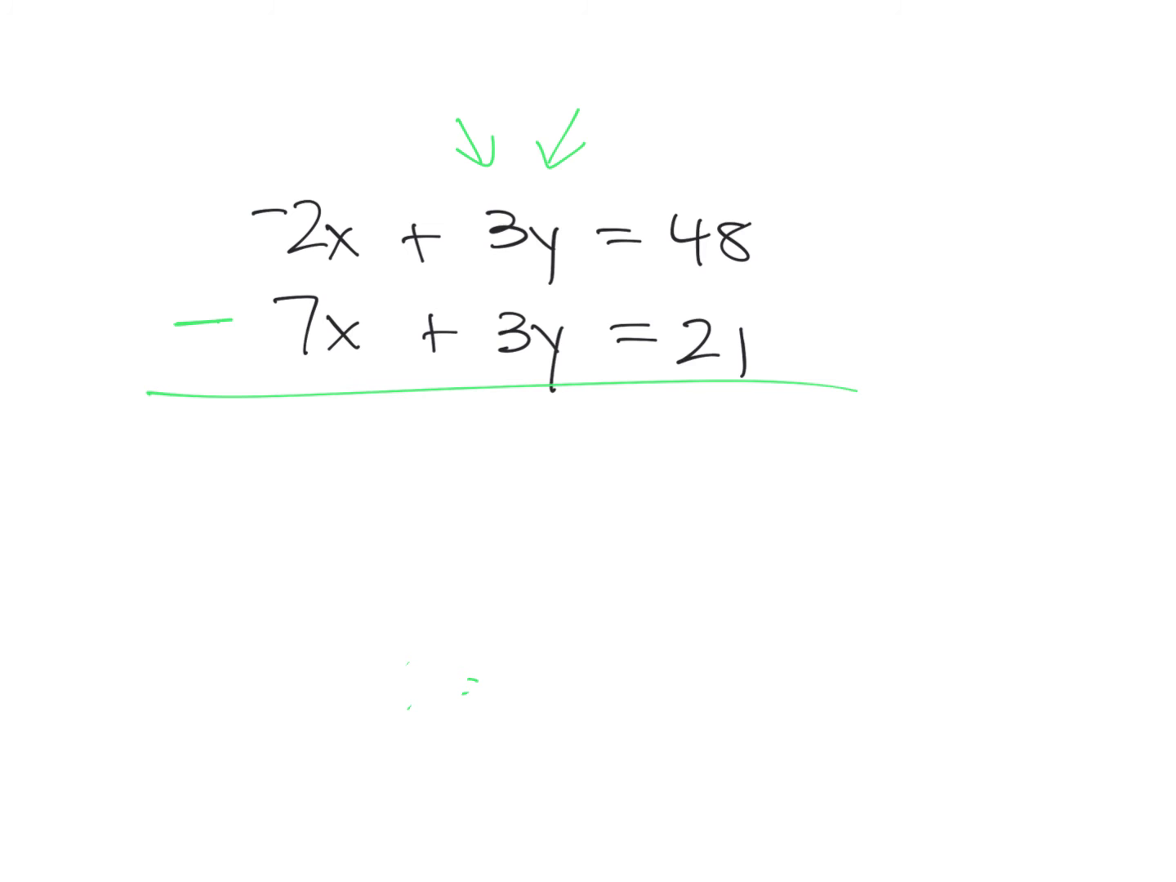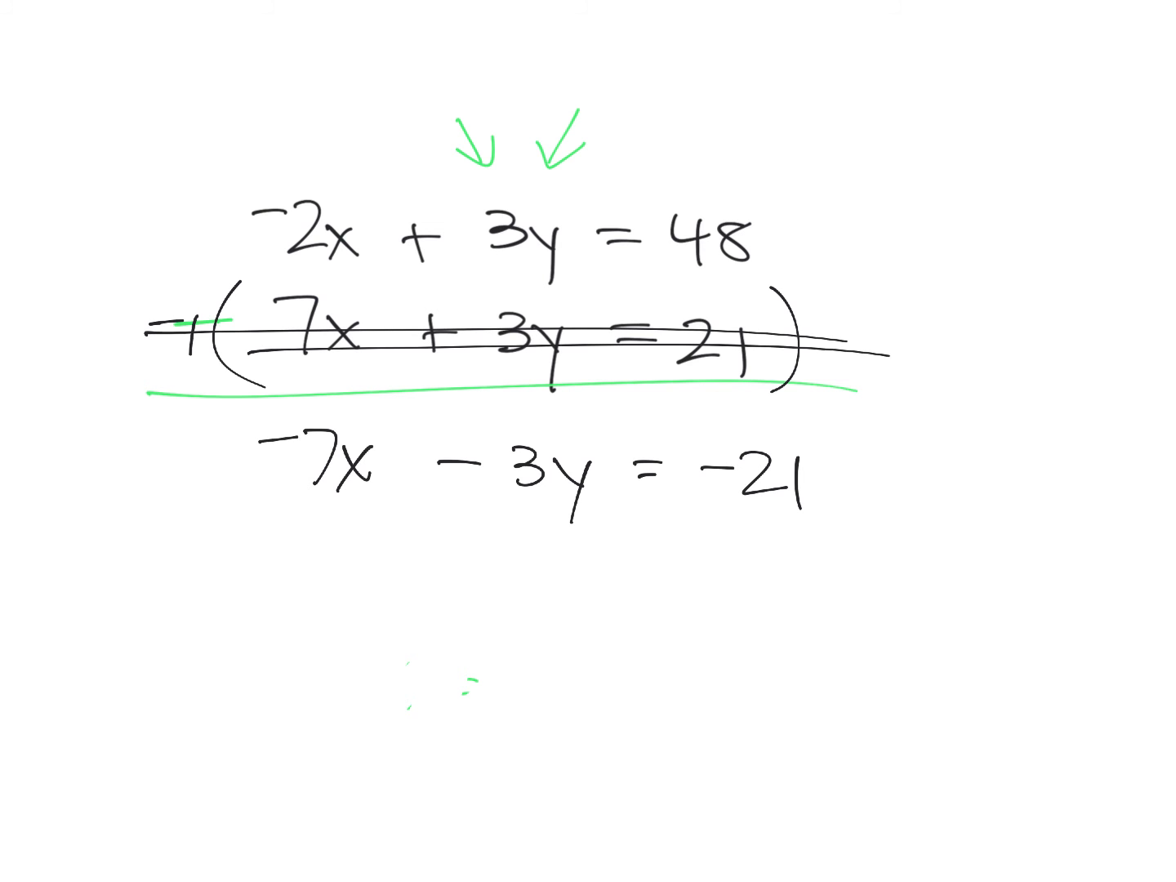I like to just multiply one of the equations by negative 1 instead. So I like to multiply everything by negative 1 and rewrite it. Then I get negative 7x and negative 3y and negative 21. So I just basically rewrote that one. Now I can put a plus, I can combine these. And let's see what happens.